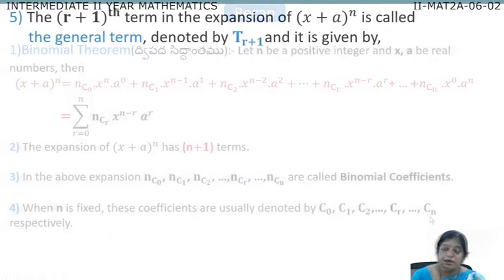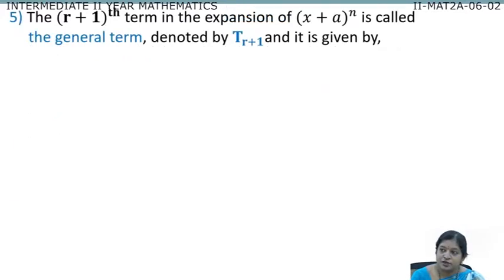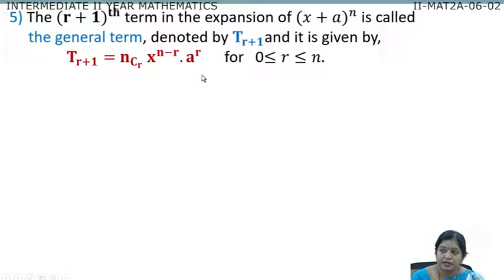చేయవచ్చు, గుర్తించవచ్చు. r plus 1th term in the expansion of x plus a power n is called the general term, which is denoted by T r plus 1. x plus a power n విస్తరణలో ఉన్నటువంటి r plus 1వ పదాన్నే మనము సాధారణ పదము అని అంటాము. దీనిని T r plus 1 తో సూచిస్తూ T r plus 1 is equal to nCr x to the power of n minus r into a power r గా రాస్తాము.